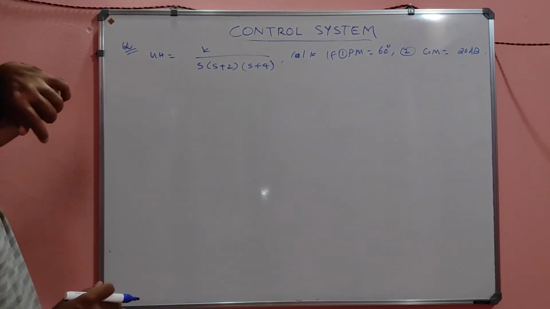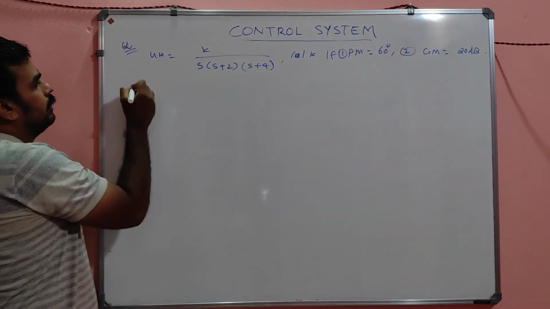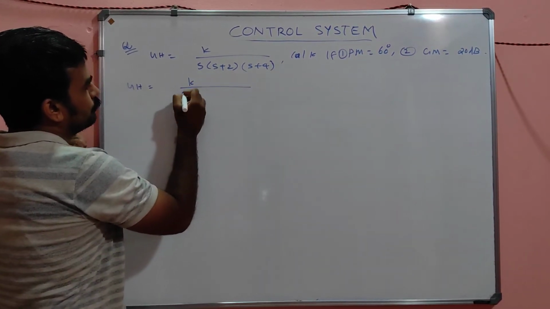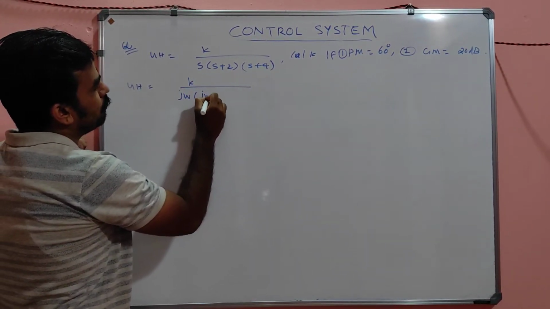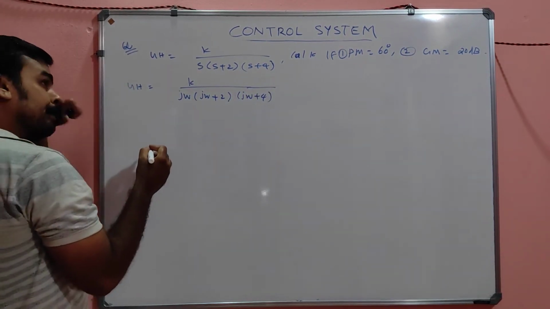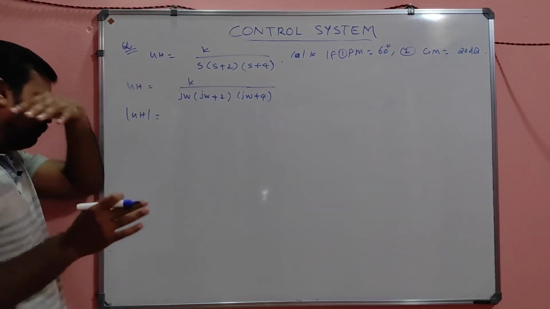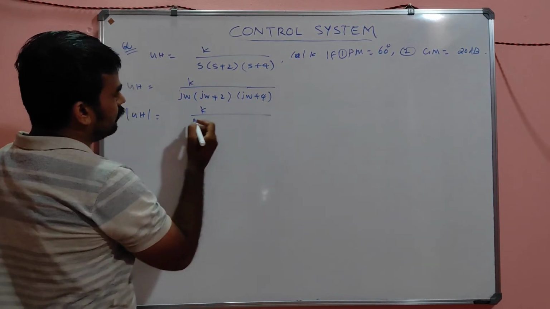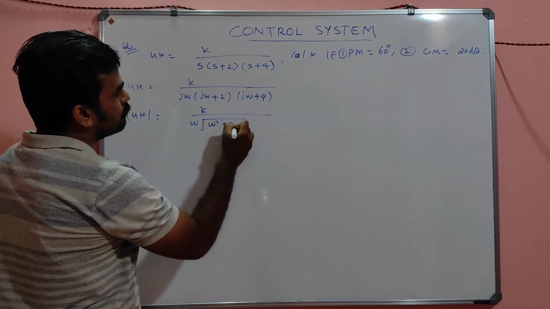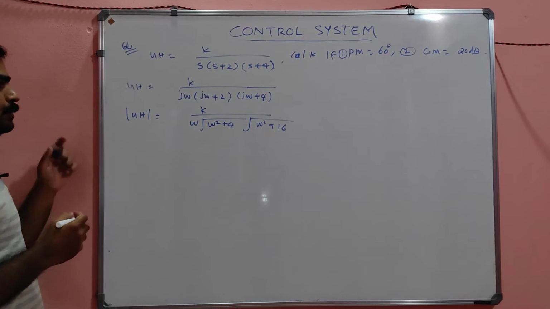So if in the first case phase margin equals 60 degrees, what is the first step, my dear? We have GH equal to this much. Put S equal to J omega: J omega into J omega plus 2 into J omega plus 4. And what is the magnitude of GH? At every step you have to calculate at least this much. You will get K divided by omega root of omega square plus 4 root of omega square plus 16. So you calculate the magnitude of GH.